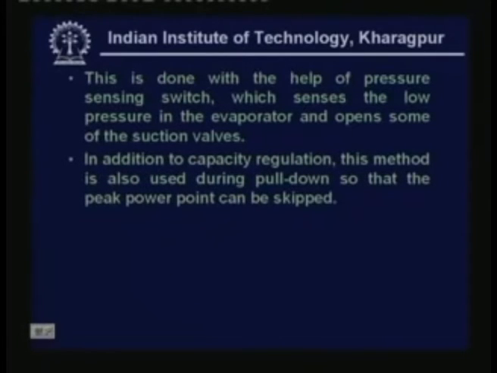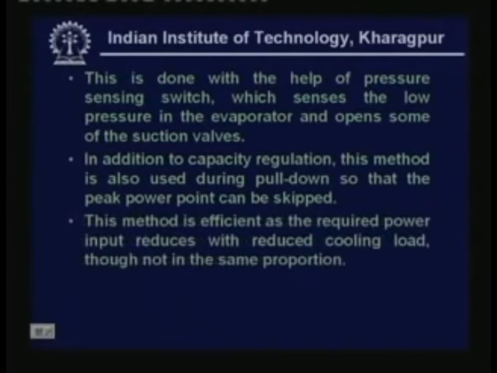In addition to capacity regulation, this method is also used during pull down, so that the peak power point can be skipped. This method is efficient as the required power input reduces with reduced cooling load, though not in the same proportion. So, this is an efficient method compared to other methods. That means the loss in COP is not so high. That is the reason why this method is quite commonly used in large capacity systems where COP is very important. When you are using this method, the power requirement will reduce, but not in the same proportion.